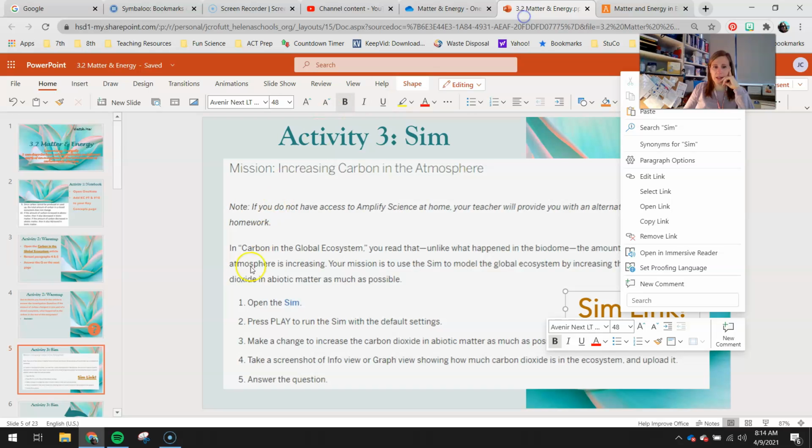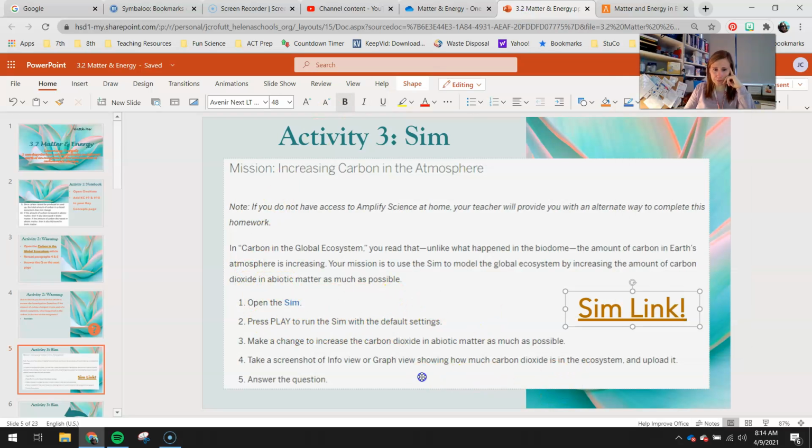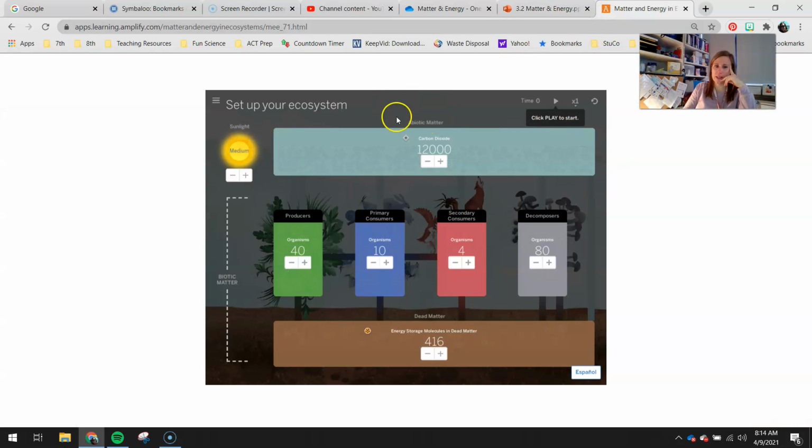You guys will open the sim, press play, and run in the default settings. And then you guys are going to make whatever changes you need to increase the carbon dioxide in the abiotic matter. And what I mean by abiotic matter is the air. Right now, the air is probably our biggest piece of abiotic matter, and really that's what we're working on modeling.